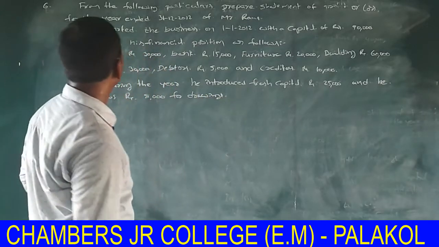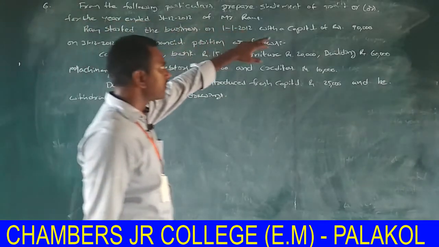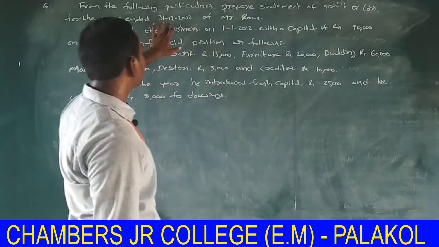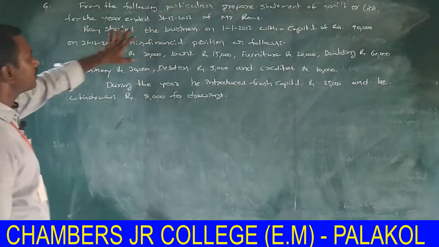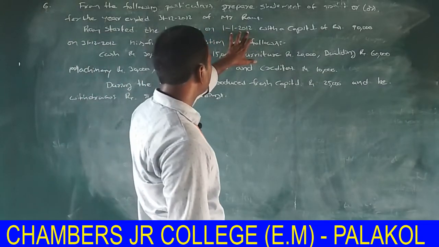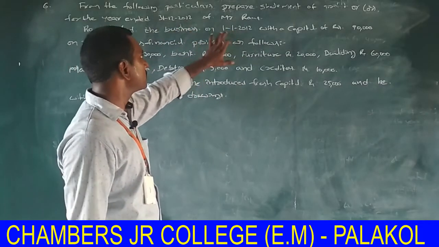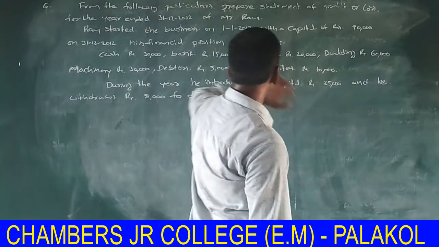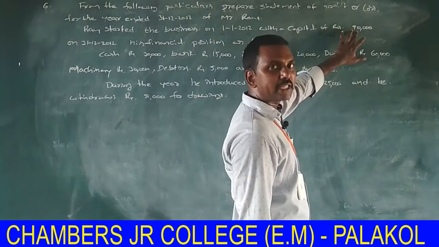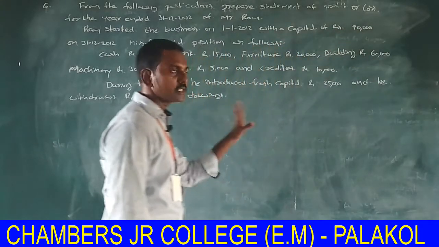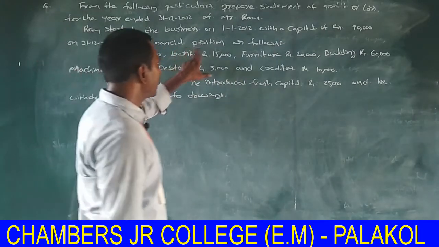Okay. Now see the problem. From the following particulars, prepare statement of profit or loss for the year ended 31st/12/2012 of Mr. Ram. Ram started business on 1/1/2012. Here the year ending is 31st/12/2012, and 1/1/2012 is the year starting, with a capital of rupees 90,000. This is the opening capital. On 31st/12/2012, his financial position is as follows.